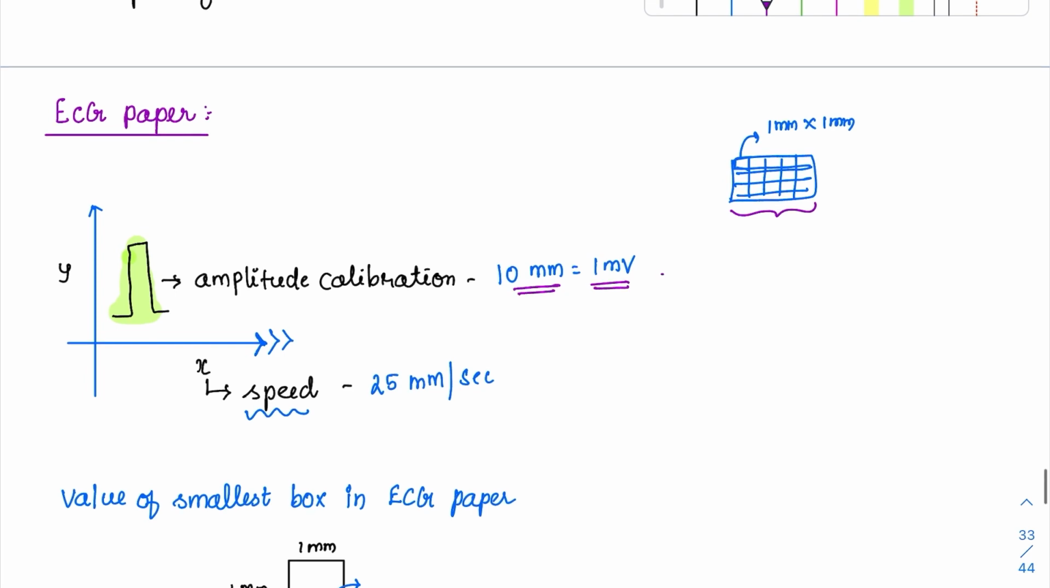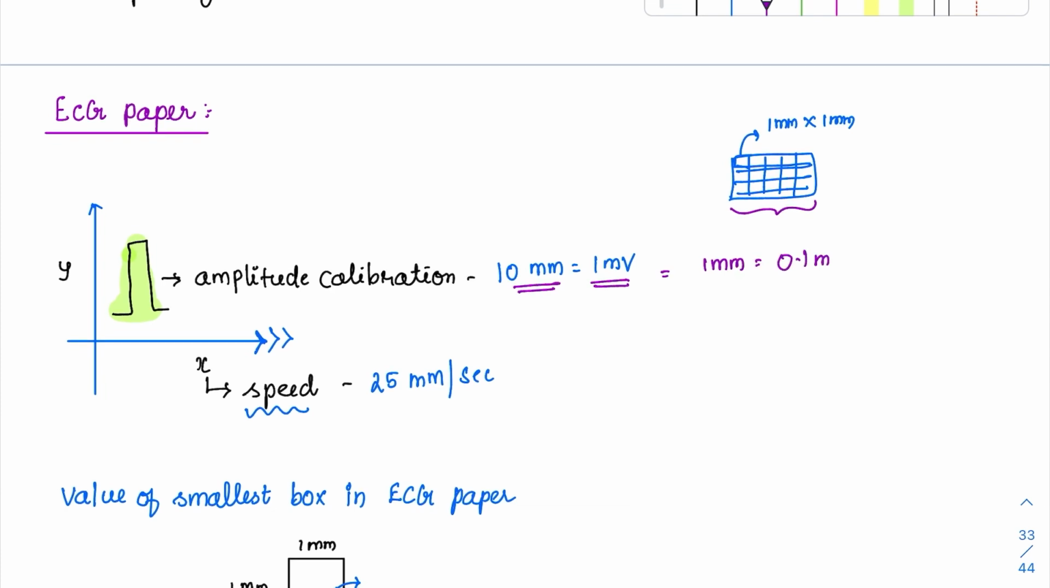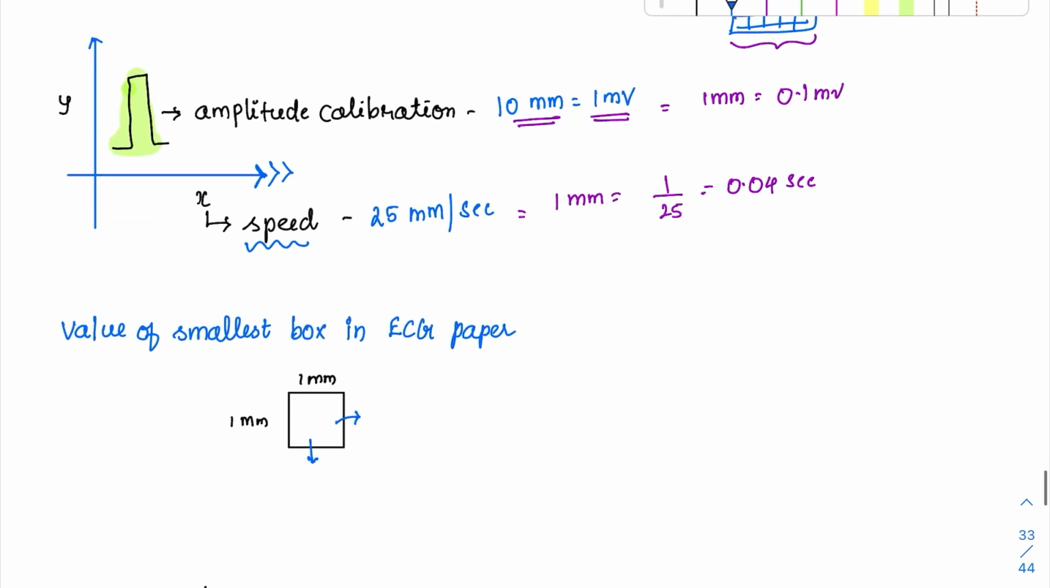So now calculate for 1 mm. For a single mm, what will be the voltage potential? It is 0.1 millivolt. And if the paper speed is 25, tell me for 1 mm how much will be the time duration. So 1 mm will be 1 by 25, that is equal to 0.04 seconds. So this is the calibration for a single smallest box in an ECG. So it is 1 cross 1.